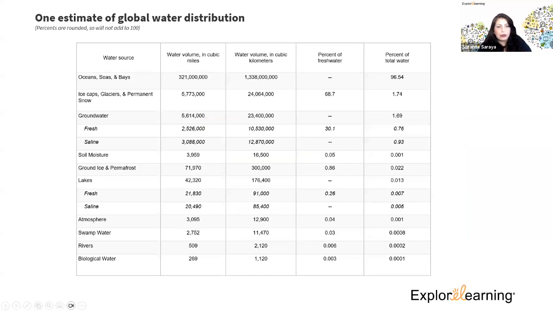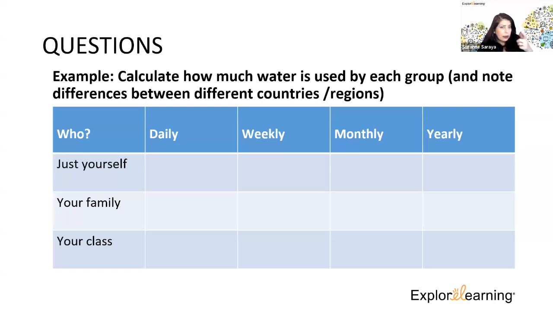Then we bring it back down to the student. This is where we maybe determine our little village's water needs based on population, daily water use per person, or other factors. So maybe you want to imagine you're living in that village. How much water are you using today? How much is your family using?